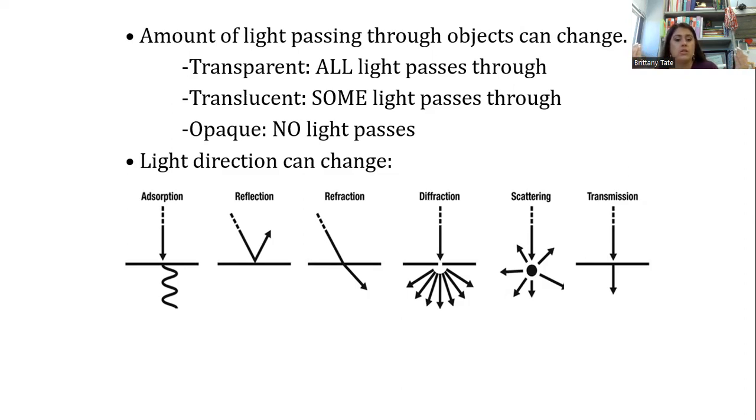A mirror is going to cause a reflection. Water causes refraction. Black objects that are opaque often are absorption. If you shine a light through a hole, it's going to diffract, it's going to go through and spread out.